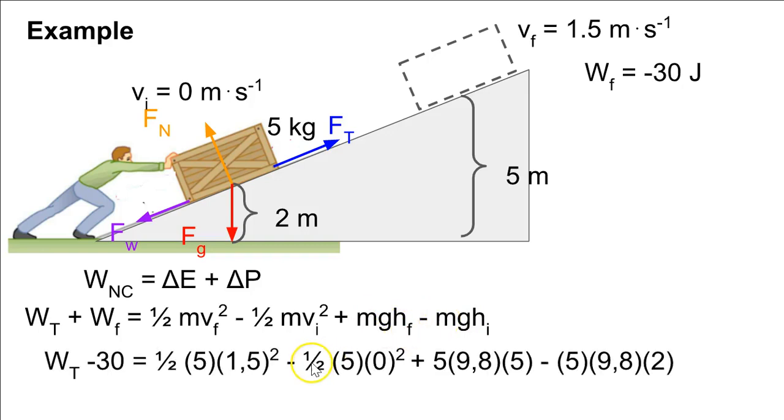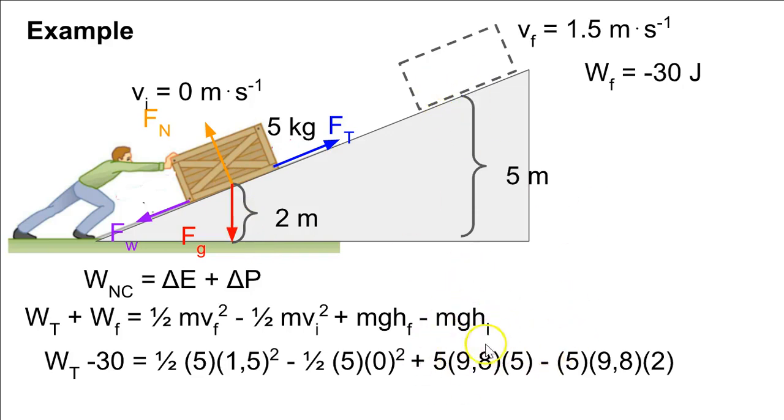So if I fill in all those values, I don't know what the work done by the applied force is. I know the work done by the frictional force. They gave me that as minus 30, so I can plug that in. I know my final velocity there is 1.5, so I put that into this half mv squared. It's a half times 5 times 1.5 squared, minus, luckily my initial velocity is 0, so that term is going to become 0. I pushed this crate from a distance of 2 meters above the ground to a distance of 5 meters above the ground.